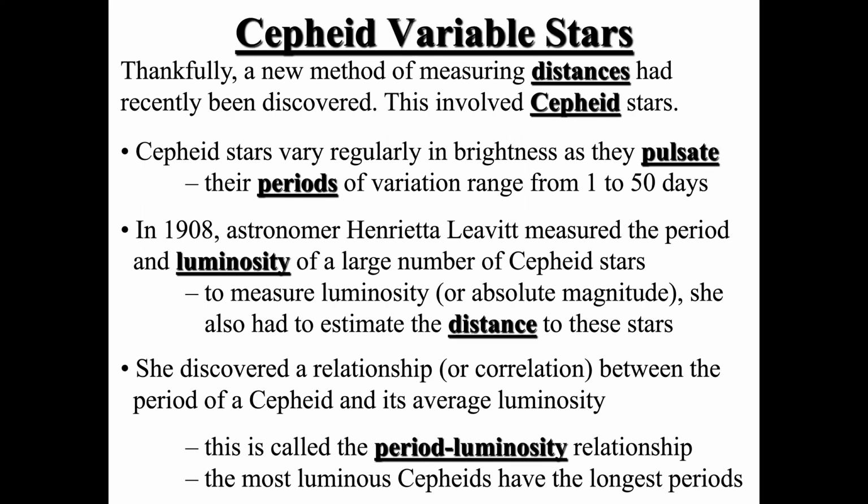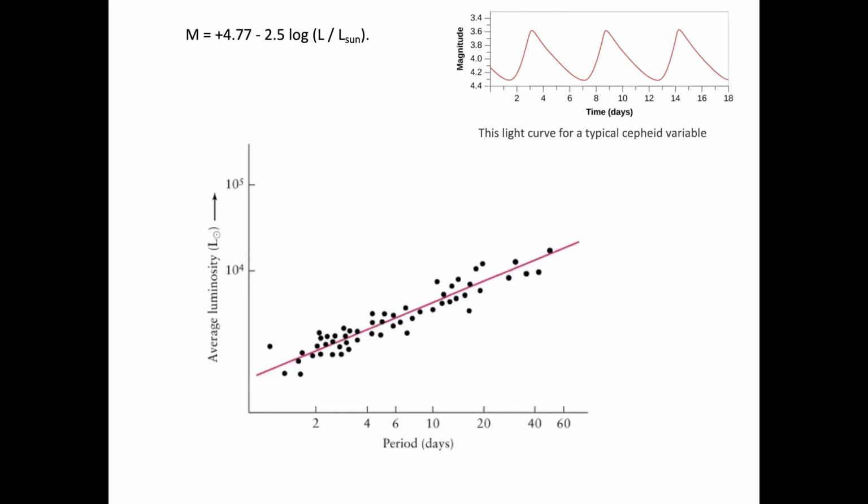For that, a new method came for measuring distances, because you cannot use the parallax method to measure larger distances due to the smaller parallax angle. And this new method is called the period luminosity relationship, which was discovered in 1908 by an astronomer called Henrietta Leavitt. And what she discovered was, using Cepheid stars, they have a regular period, and this period is related to the luminosity of that particular star, which is what we call the period luminosity relationship.